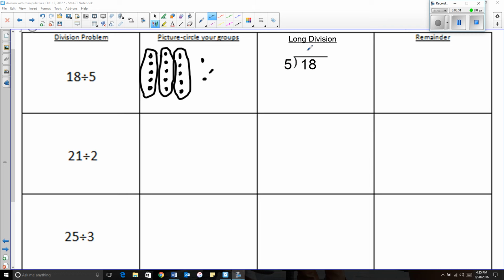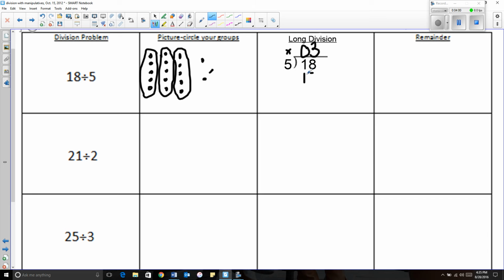So 5, how many times will it go into 1? 5 cannot go into 1, so I actually want you to hold that place open with a 0, because the 5 is not going into the 1. But 5 can go into 18, and it goes in a total of 3 times. So the answer, the quotient, goes up top. Now if I look at these 3 groups of 5, we've got 5, 10, 15 blocks in those 3 groups because 3 times 5 is equal to 15.